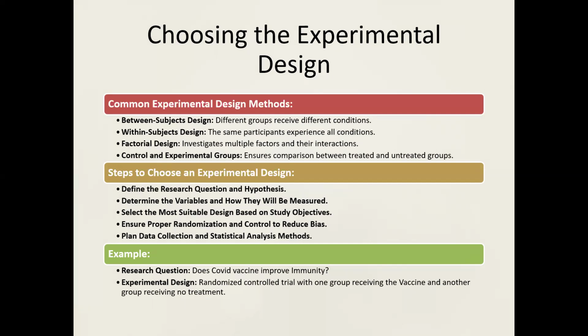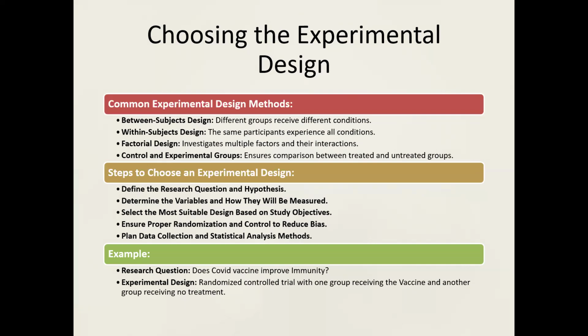So what if you're choosing between experimental designs? What type of experimental design will you choose, and based on what characteristics? First of all, common experimental design methods are between-subjects design, where different groups receive different conditions. You can also use within-subjects design, where the same participants experience all conditions, and factorial design, in which you investigate multiple factors and their interaction with each other. And the last one is control and experimental groups, which ensures comparison between treated and untreated groups.